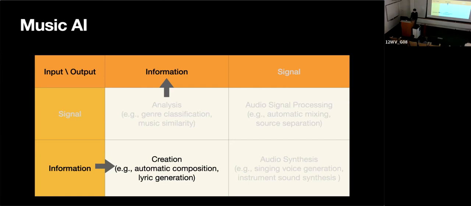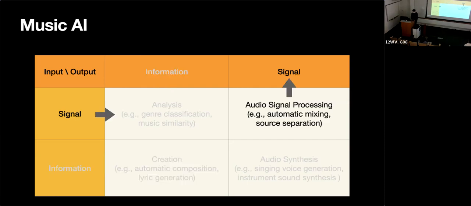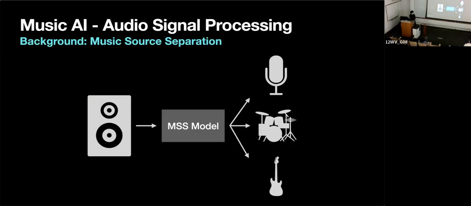And the third one, now we're going to move on to audio signal processing. Here, the example task I chose is music source separation. The concept is pretty straightforward. We get a mixture music, or we can just call it music because every music that we listen to is a mixture. And through the music source separation model, we get some separated output, for example, vocal only, or drums only, or guitar sound only. So that's the concept. And I'll directly go to the demo.